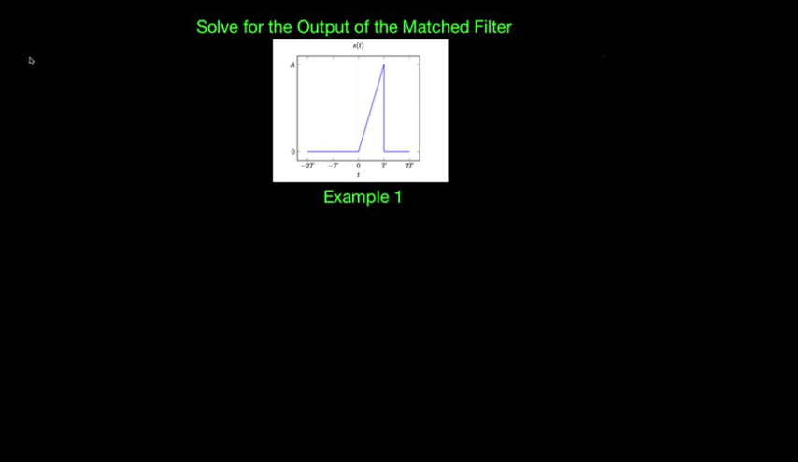In the first video, we took a look at the equation for the output of the match filter, and we saw that the equation is y of t is equal to s of t convolved with h of t. And we also saw that we can write this in terms of the convolution integral, which is the integral from negative infinity to positive infinity of s of tau h of t minus tau d tau.